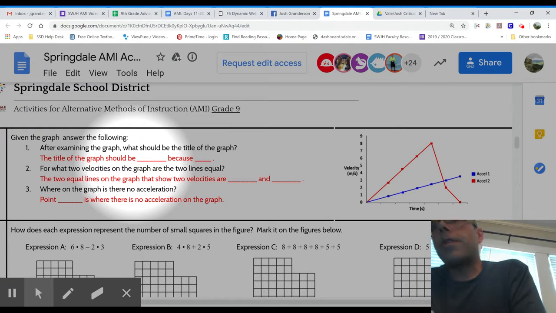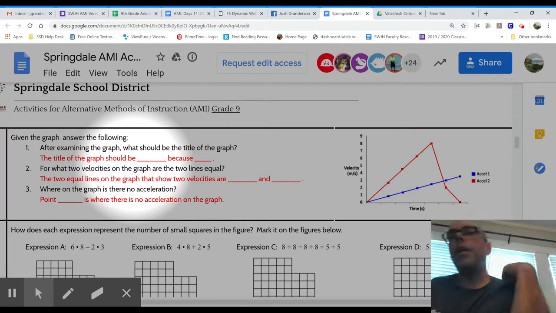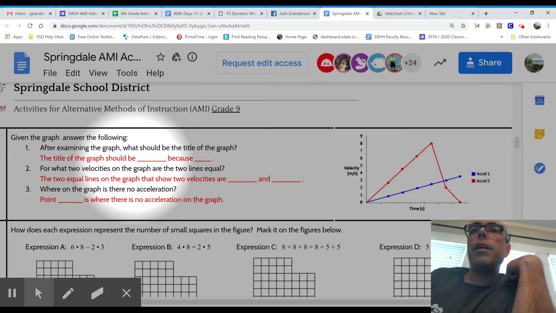So let's title it in such a way that we're showing a comparison between, and you know what those two things are, and you can finish that label yourself.